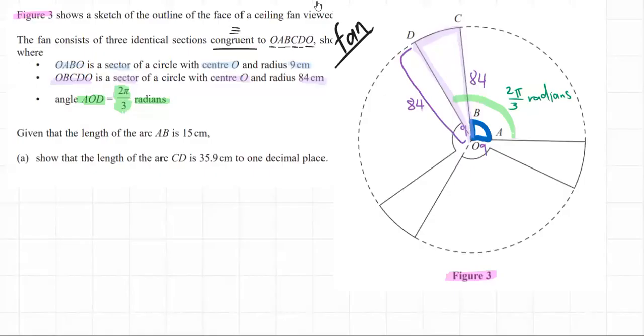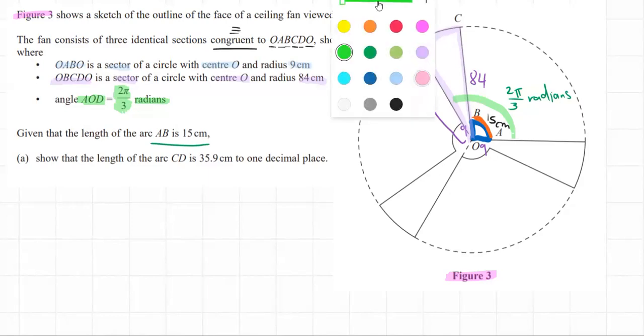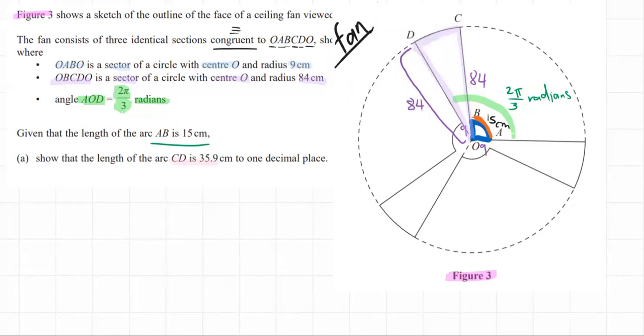It's given that AB is 15 centimeters. AB, so from A to B over here is 15 centimeters. Okay. Show that the length of arc CD is this. So we want CD. We want the arc length CD.